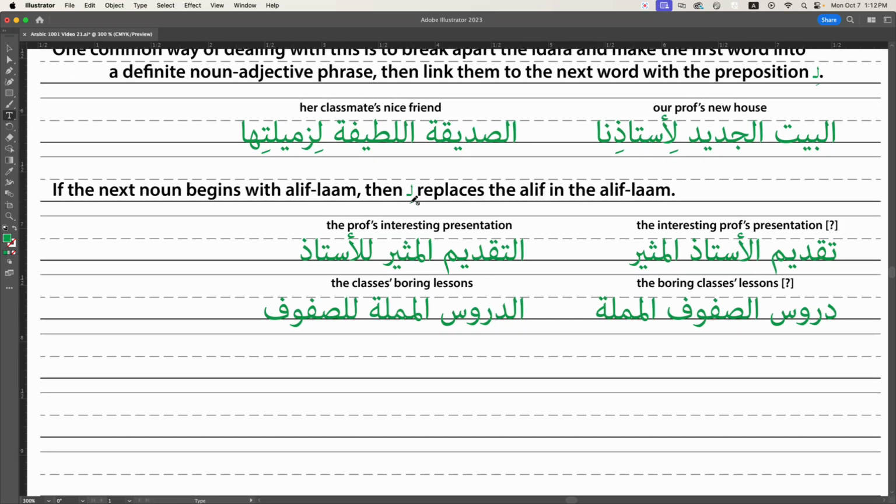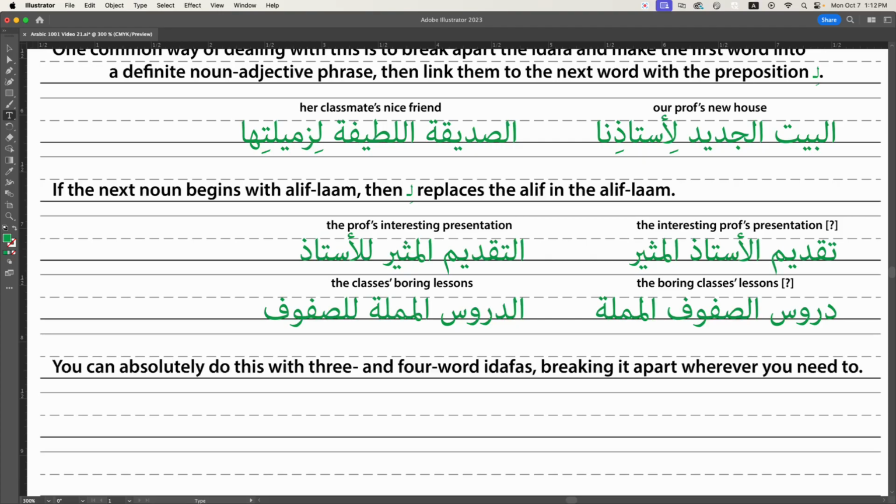But the li here for belonging to absorbs the alif in the alif lam, giving you two lams in a row, which looks weird, but again will cue you in that something's going on here. And then a lot of times the second lam won't get pronounced, so lis-sufuf instead of lil-sufuf like it's written. Arabic, you are so delightfully complicated.